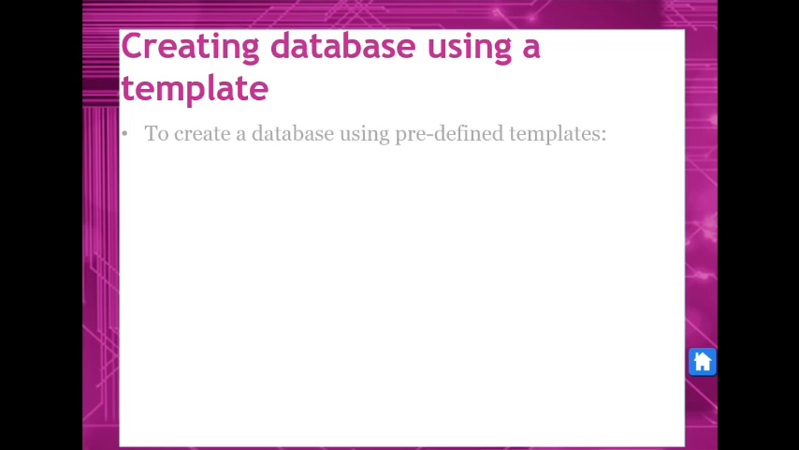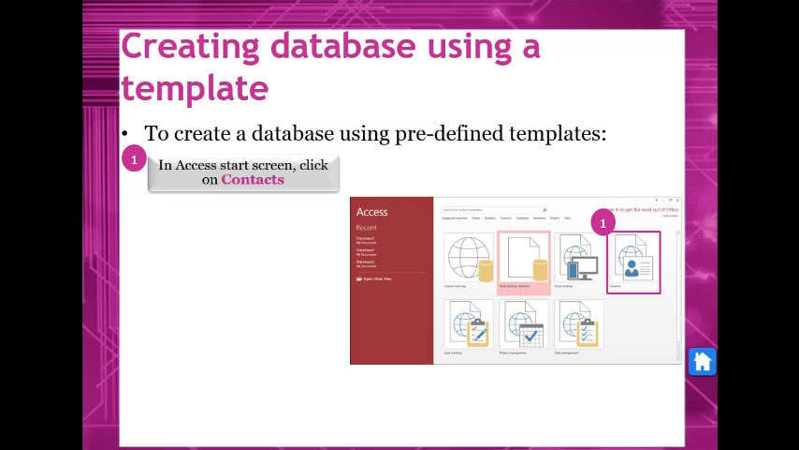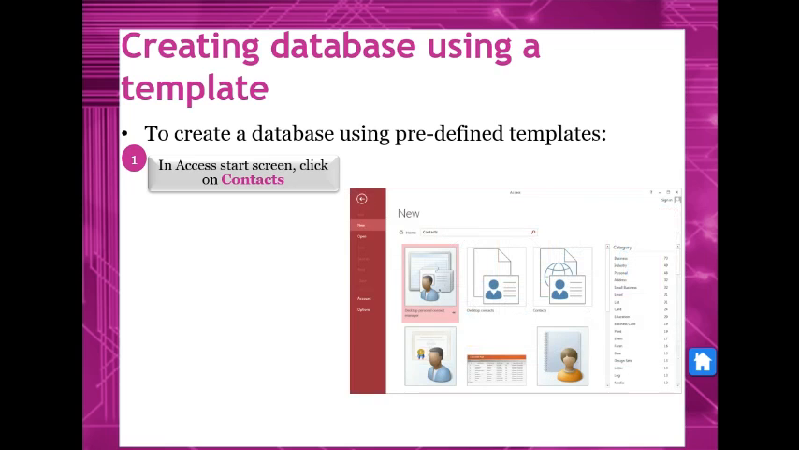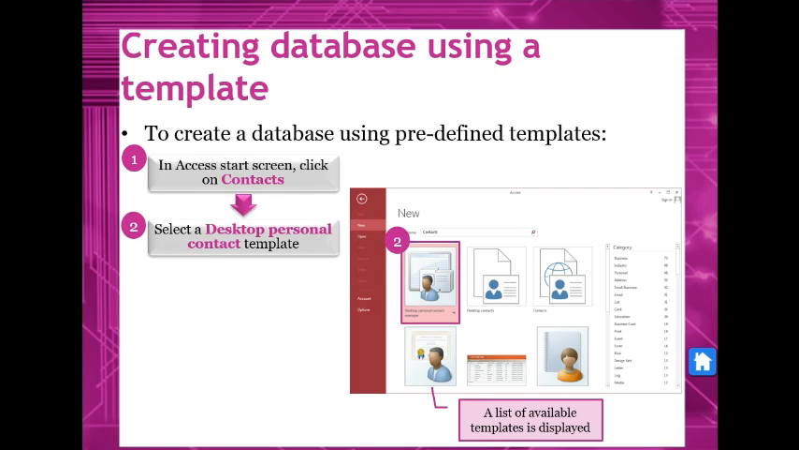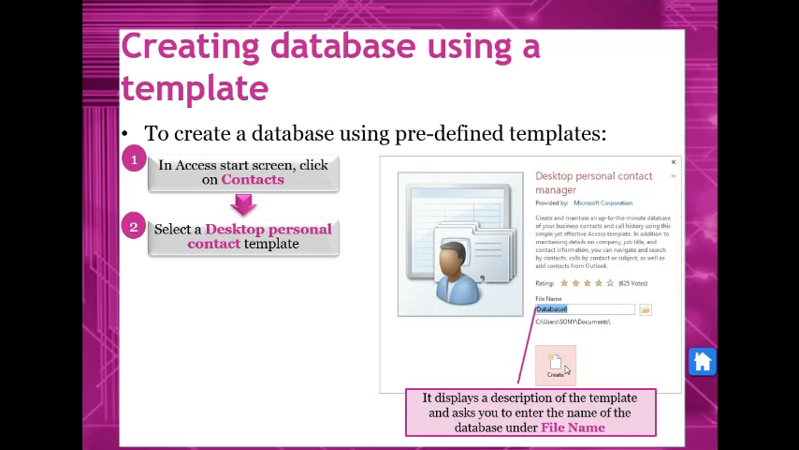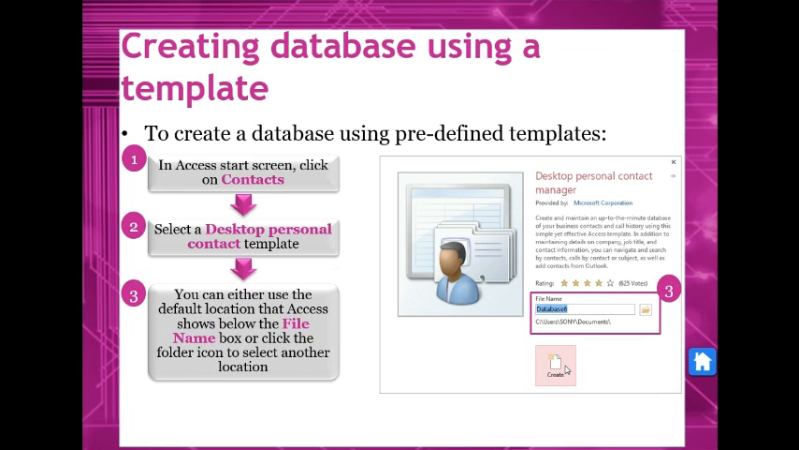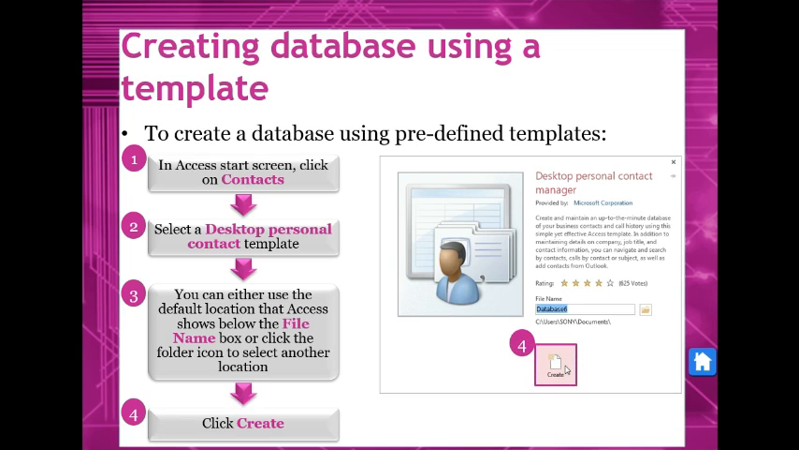Creating a database using a template. To create a database using predefined templates, in the Access Start screen, click on Contacts. A list of available templates is displayed. Select a desktop personal contact template. It displays a description of the template and asks you to enter the name of the database under file name. You can either use the default location that Access shows below the file name box or click the folder icon to select another location. Click Create.